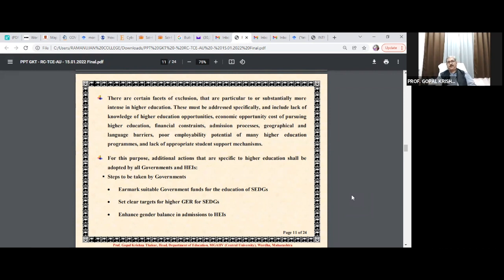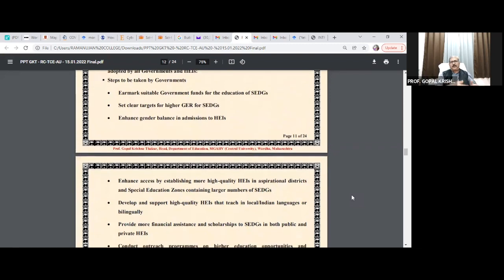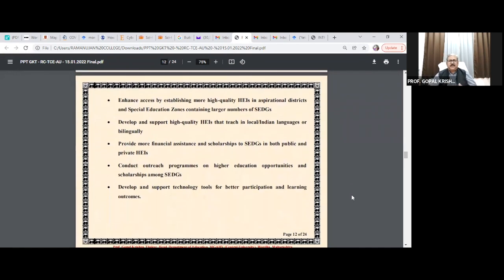with the boy students in the education system, particularly in higher education institutions, because it has been seen that just after passing school education or higher education, they are married, then they have their own life that is typical to this traditional society. So if we need to have a balance between girls' and boys' enrollment in the higher education system, government needs to make extra efforts, society needs to make extra efforts. And for that, enhance access by establishing more high-quality higher education institutions in aspirational districts and special education zones containing a larger number of socioeconomically disadvantaged groups. Develop, we have so far in our country 900 universities, around 40,000 colleges, and a number of standalone institutions.